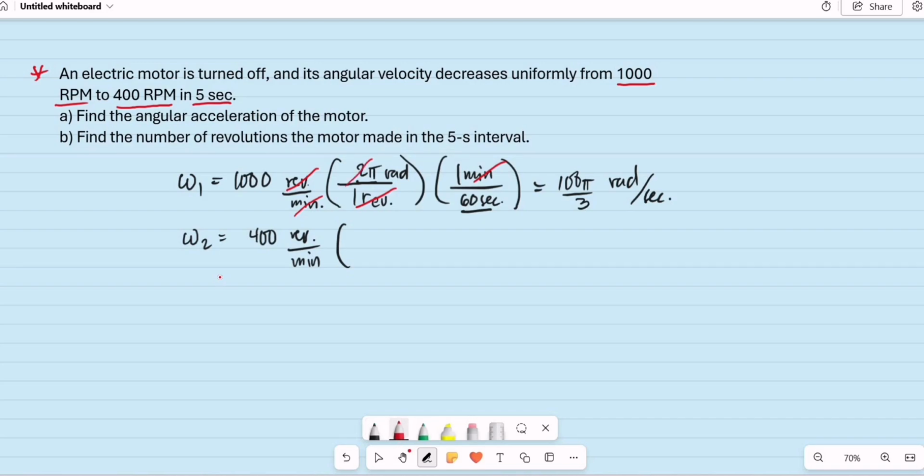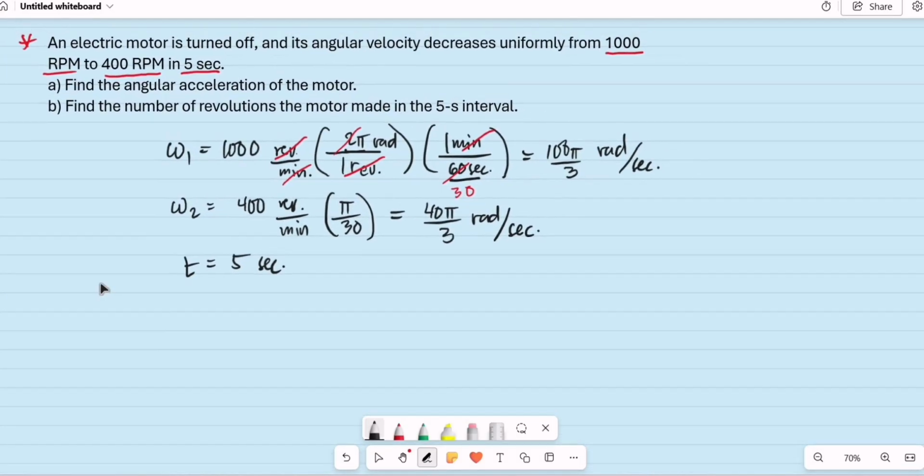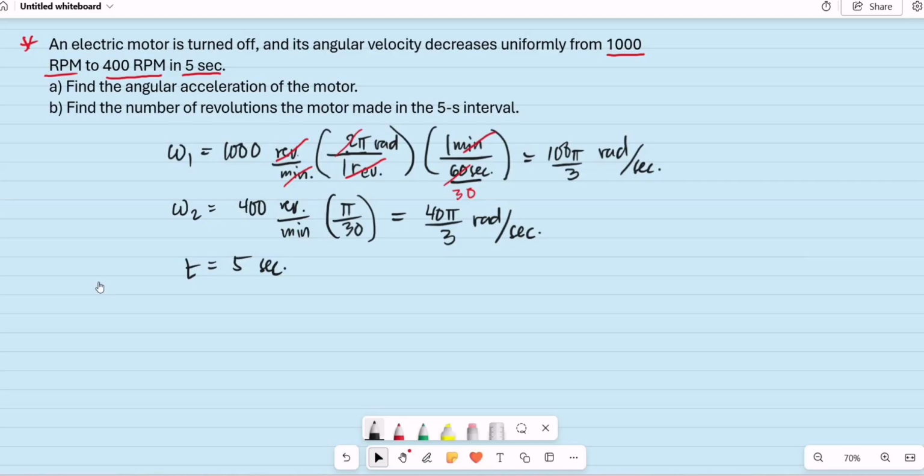So what is 2 over 60? That is basically 1 over 30, or simply pi divided by 30. So if you are to convert revolutions per minute to RPS, just multiply by pi over 30. So that will give us 400 divided by 30, that is 40 pi divided by 3, now in radians per second. And also, the given time is 5 seconds. So these are the givens for this problem. Okay, so we proceed to the questions.